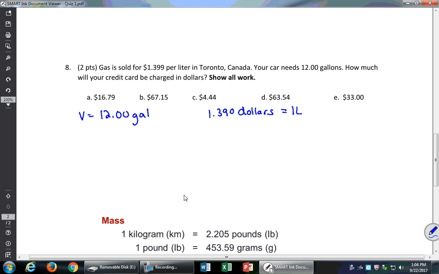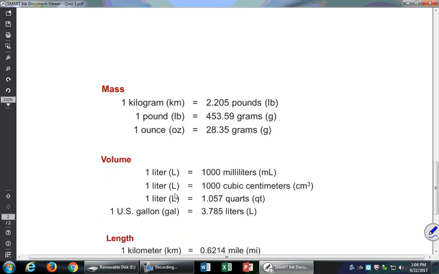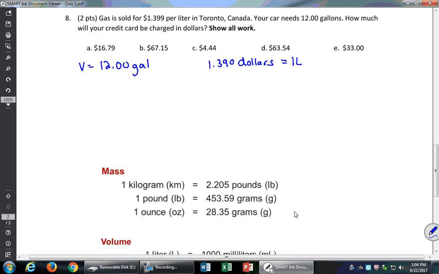Equals 1 liter. Of course, I don't have a relationship between liters and gallons, so that's something I'm going to need. This is not one you need to memorize. You can, in fact, look this one up. So if I look down, I see that I do, in fact, have a relationship between gallons and liters. So I'm going to use it. So that's my other relationship. And again, I will give you this. You do not need to memorize those.